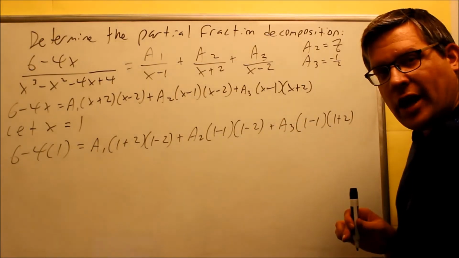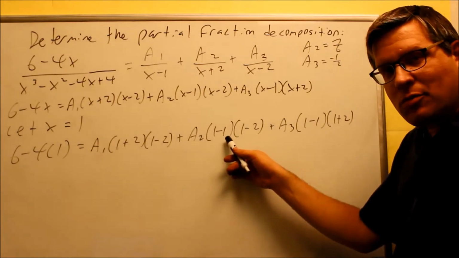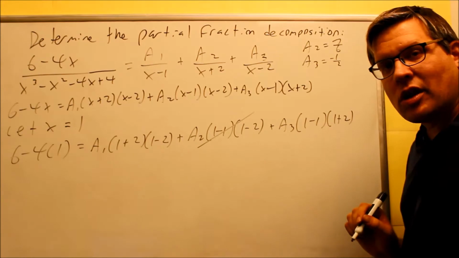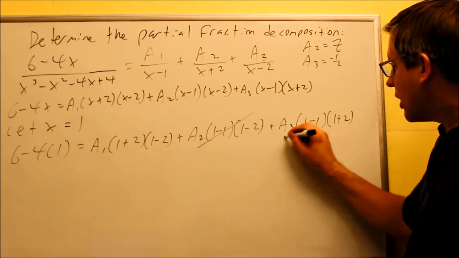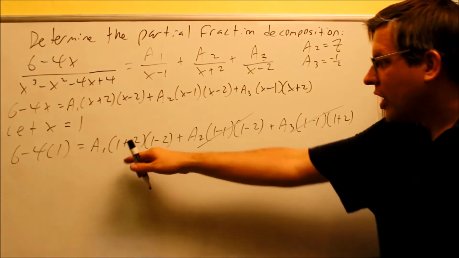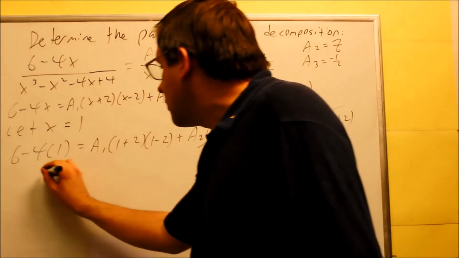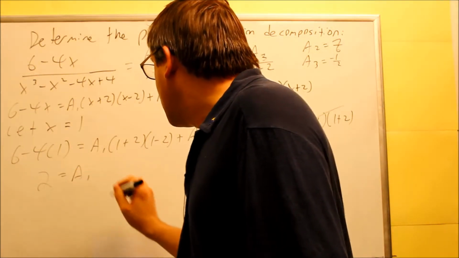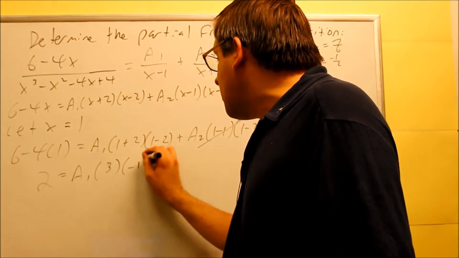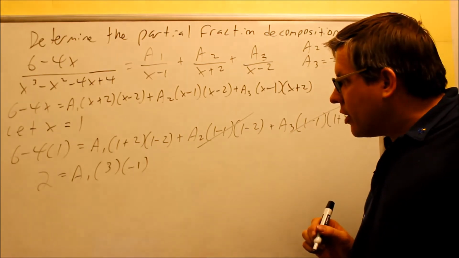And when I simplify, I look for the one where it's going to give me a 0. This part right here, 1 minus 1 is 0. That whole part's going to cancel out. 0 times anything is 0. This whole part, same thing. That whole part will drop out as well. I'm left with 6 minus 4. That's positive 2. And in this part, I end up with 3 times negative 1 there.